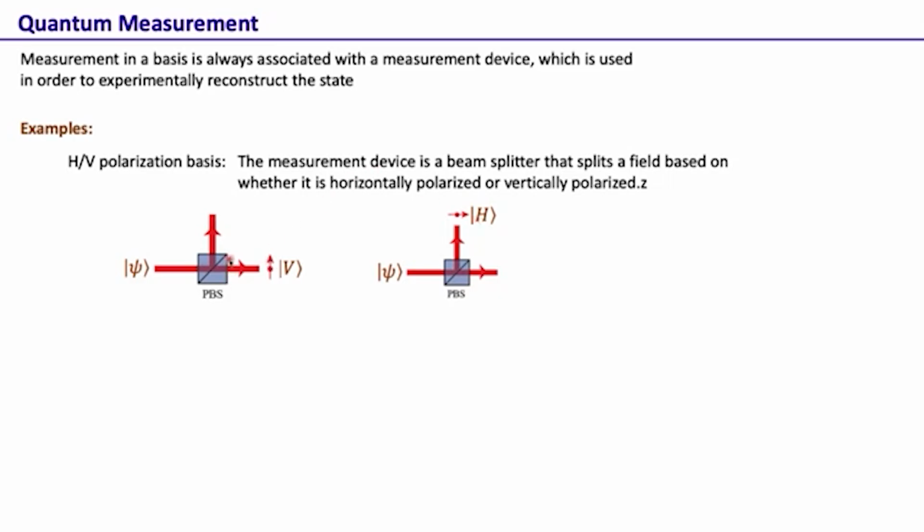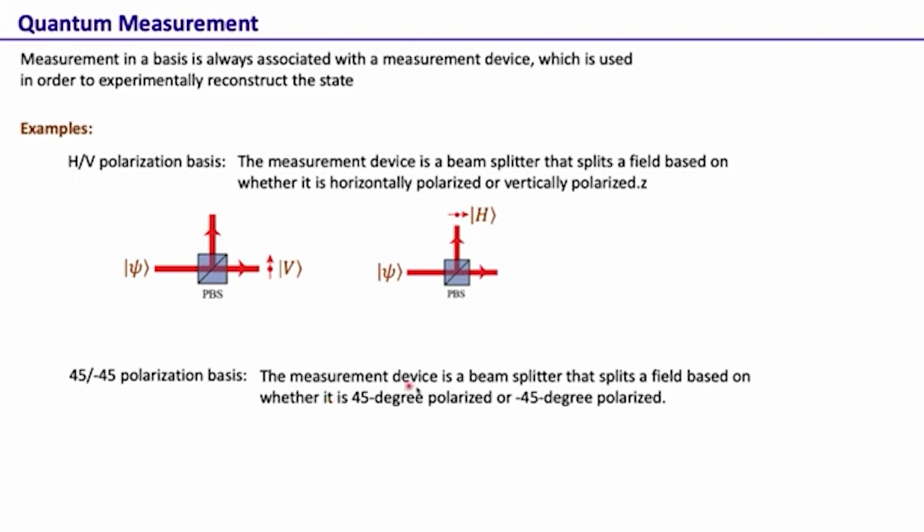So this polarizing beam splitter is acting as these two projectors, and since the polarization basis is a two-dimensional basis, we have only two projectors, making these photons go in two different directions. Of course, we can't have any situation where we have one photon here and one photon there as well. So the photon has to get detected either with the vertical projector or the horizontal projector. Now one can also have the plus and minus 45 polarization basis, and in that case the measurement device would be a beam splitter that splits a field based on whether it is 45 degree polarized or minus 45 degree polarized. For the position basis, the measurement device could be a CCD camera with each pixel acting as a position location.